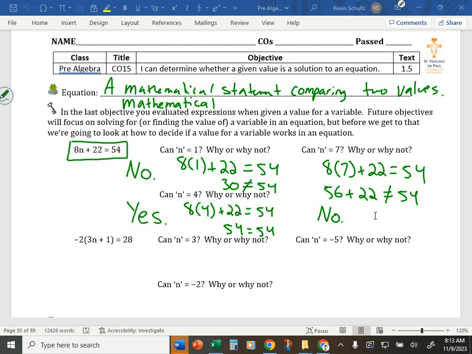But that's the objective for today. Given a value, plugging it into the equation. Does it work? Is it true?